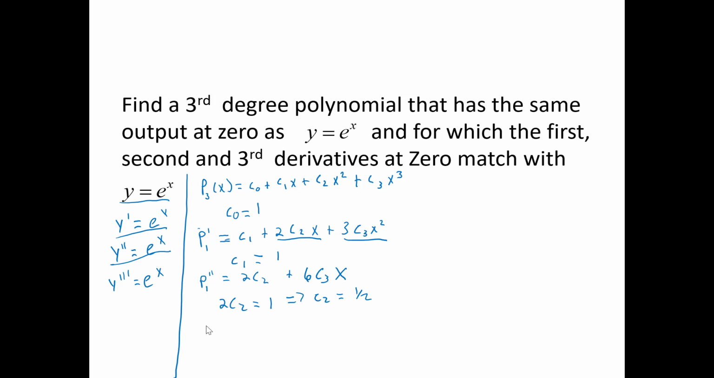And then finally, to find C3, we make sure that the third derivatives match. So we look at the third derivative. That should have stayed at 3. Apologize for that. So then the third derivative: this term goes away because it's a constant, and I just get 6C3. So for my third derivatives to match, the third derivative of this one is always 6C3, so this has to equal 1. So then C3 is 1/6.